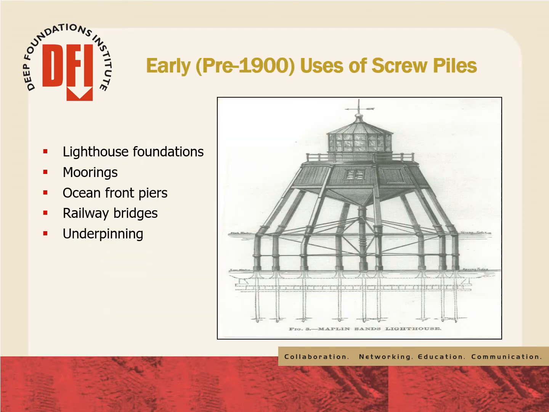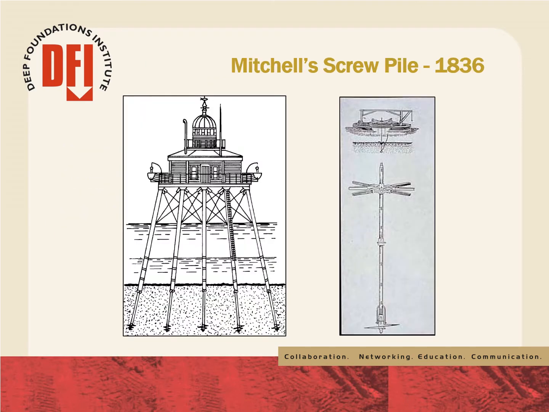During the 19th century, screw piles were used as deep foundations for a variety of structures, including lighthouses, buildings, railroad bridge piers, seaside piers, and platforms. The drawing on this slide is the Maplin Sands Lighthouse in England. This slide shows a typical lighthouse structure supported on helical piles. The picture on the right is a spud barge with a large capstan used to install the screw pile.